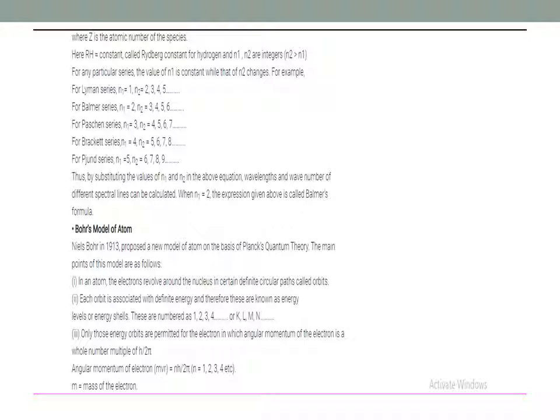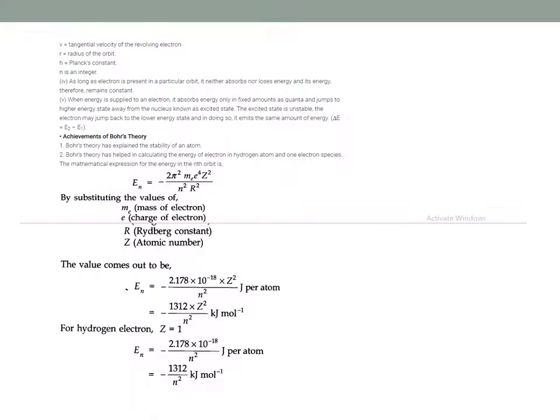m is mass of electron, v is tangential velocity of revolving electron, r is radius, h is Planck's constant.